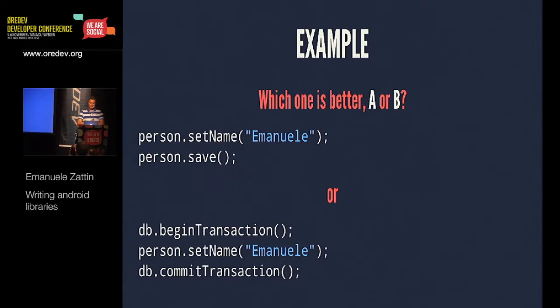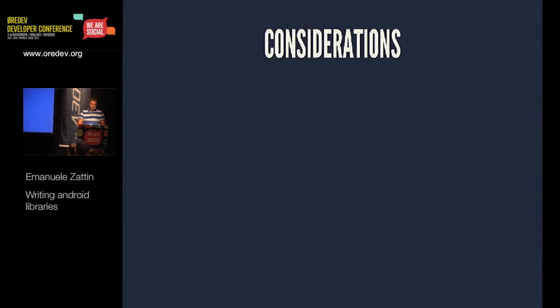So, an example. We have to choose how to save some information. And which way would you go, A or B? Do you just add a save method, or do you actually make explicit transactions? So let's take a look. Well, A is more compact, of course. It's just a save method. It's nice and short.